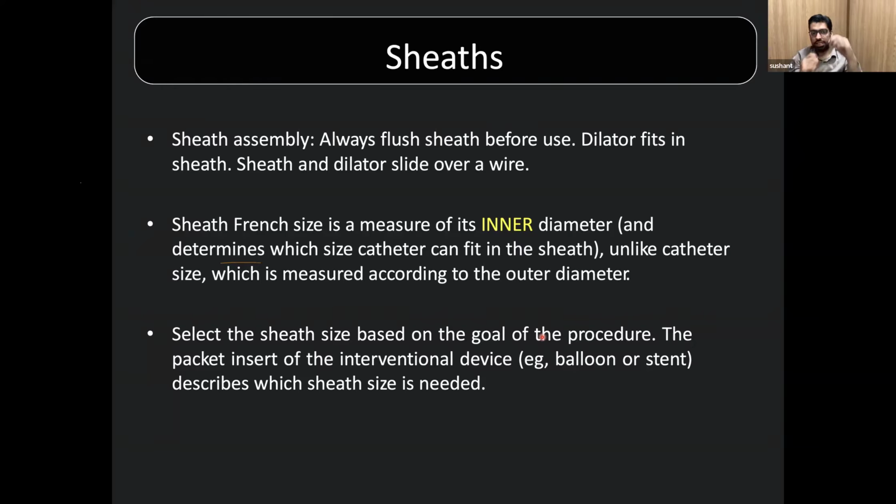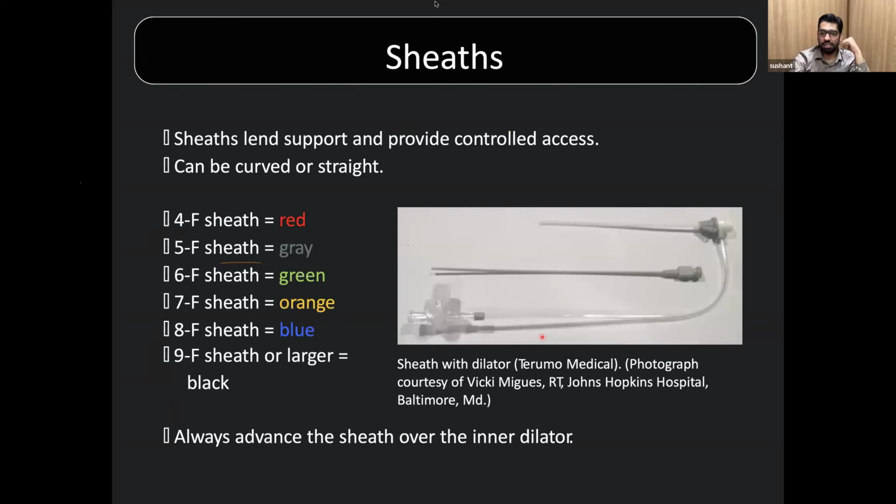Now, what is a sheath? This is an example of a sheath. A safety valve is applied on one end of the sheath. This diaphragm, this safety valve, does not allow the blood to come out. So this is a kind of one-way valve, and we can introduce our catheters or wires through this sheath directly into the femoral artery. These sheaths also come in variable sizes.